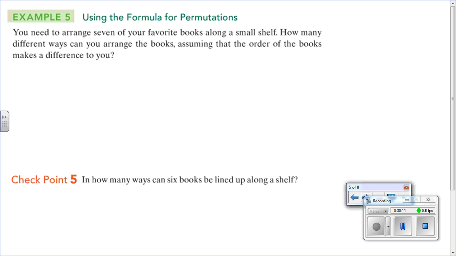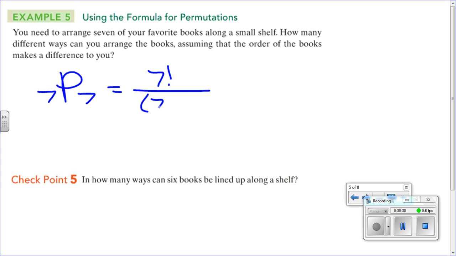So again, we have 7, and we're going to arrange them in 7. Let's see how many ways we can order them, because the order matters, right? So 7 factorial over the difference of them, 7 minus 7 factorial, so 7 factorial over 0 factorial. So we have 7 factorial over 1. What is 7 factorial? 7 times 6 times 5 times 4 times 3 times 2.